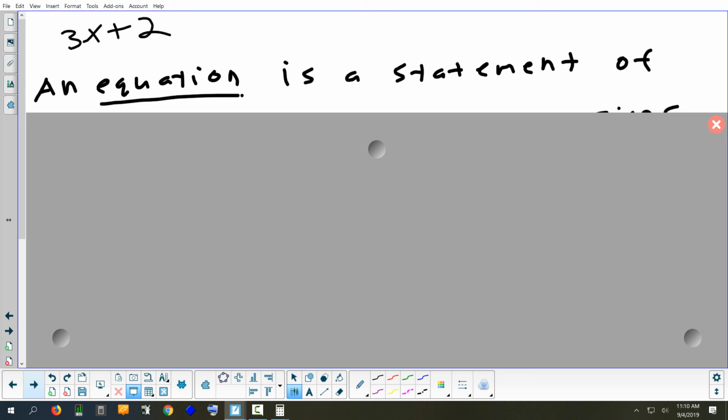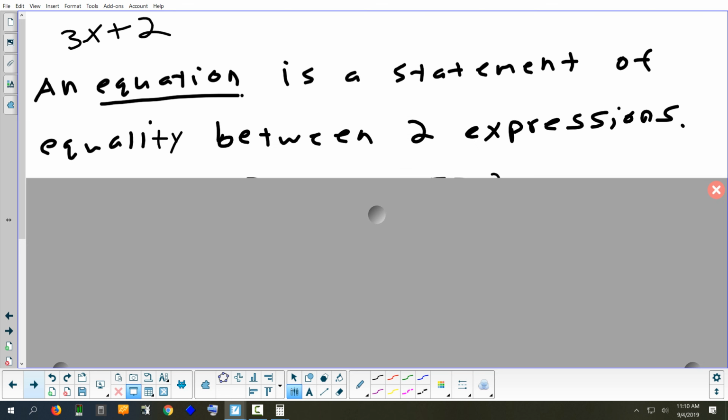Yeah, Jared? An equal sign? An equal sign. So an equation is a statement of equality. What's the equality symbol called in math? An equal sign.